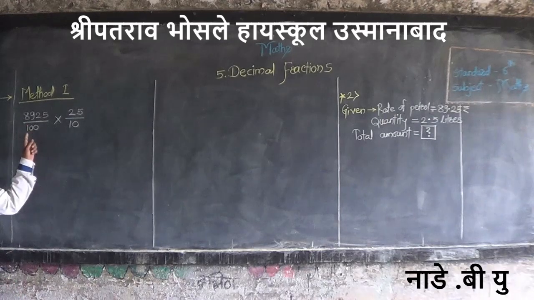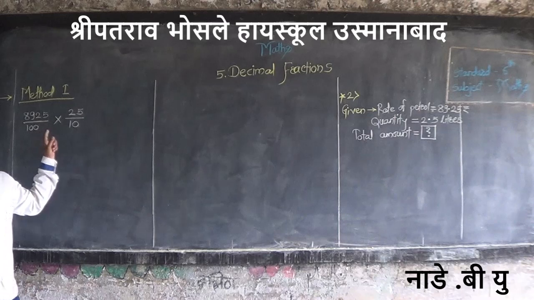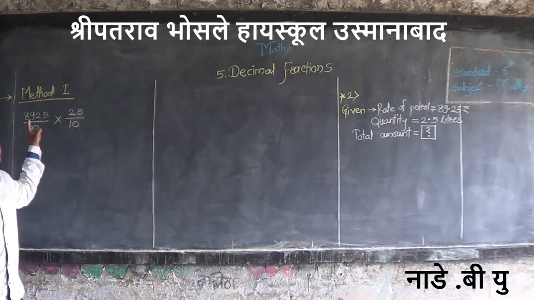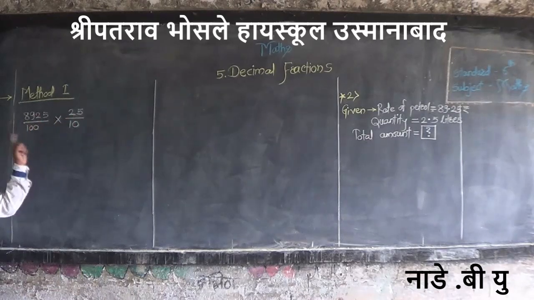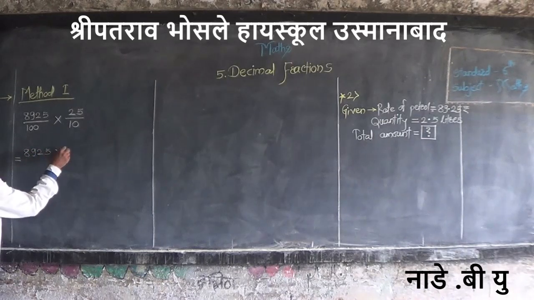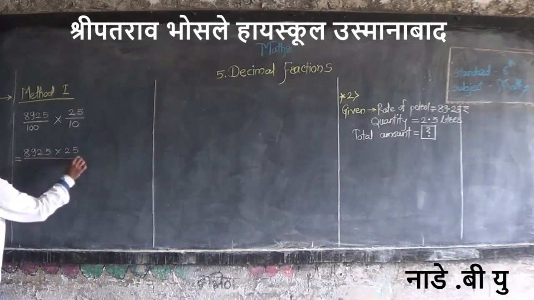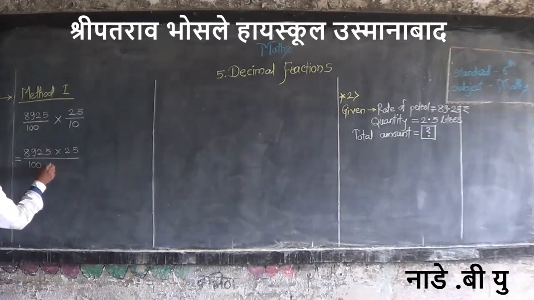Here the same rule applies as the product of common fractions. The product of numerators is written in the numerator place, and the product of denominators is written in the denominator place. Here the product is 8925 into 25 upon 100 into 10.